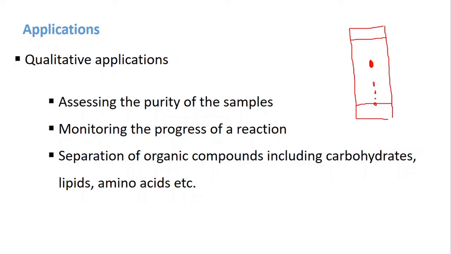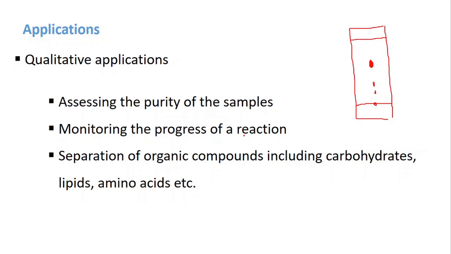One particular component will give you only one spot unless there is a decomposition by interacting with the silica gel. Otherwise, one component will give you one spot on the TLC plate. So when you examine this TLC, if there is more than one spot, then you can easily say this sample is impure. If it is giving only one spot, corresponding to that particular component, with no other spots, then you can say the sample is pure. Then the second one is monitoring the progress of a reaction.